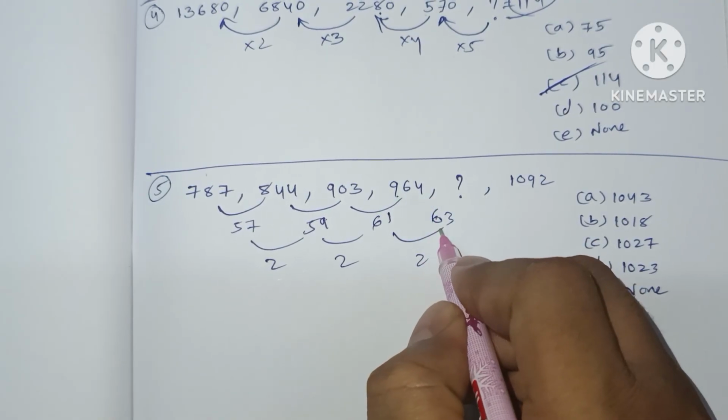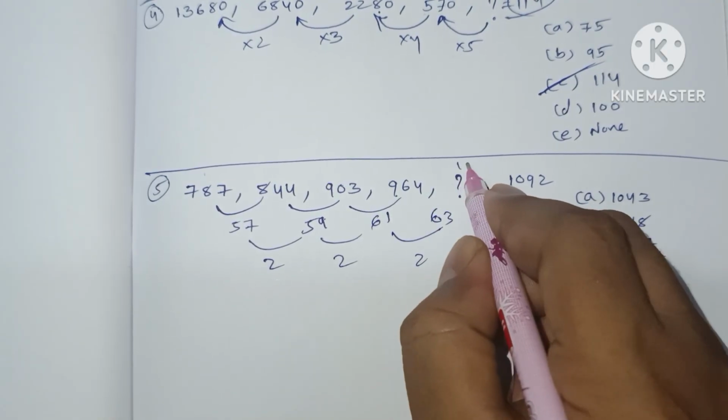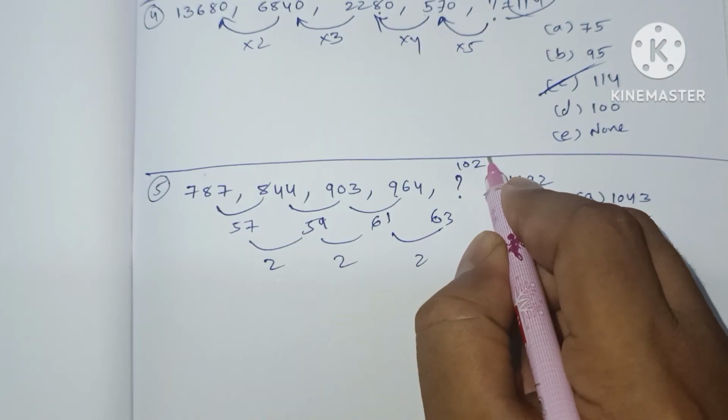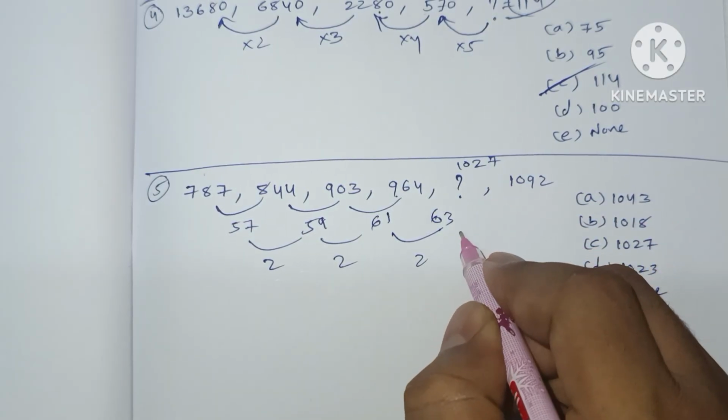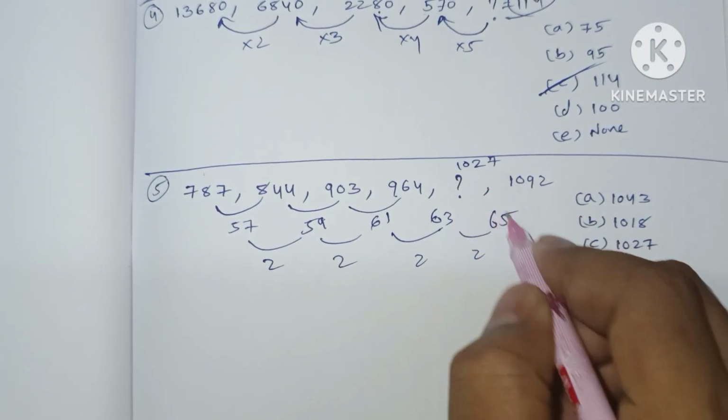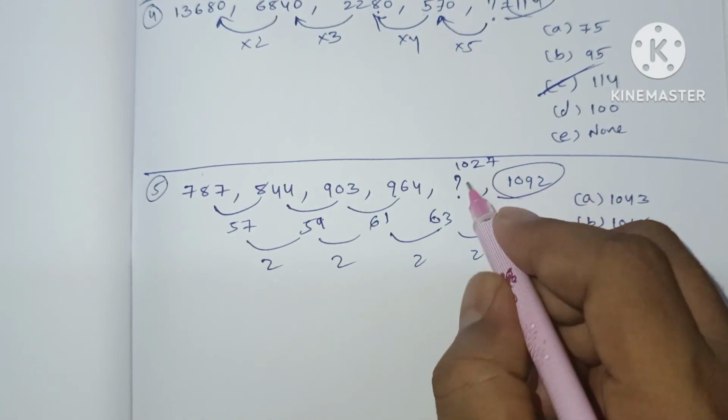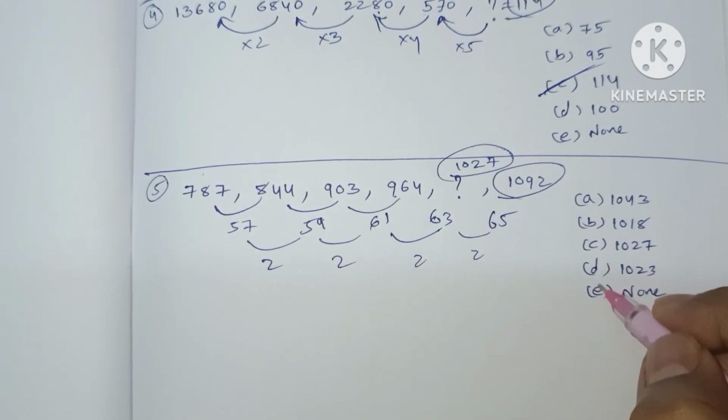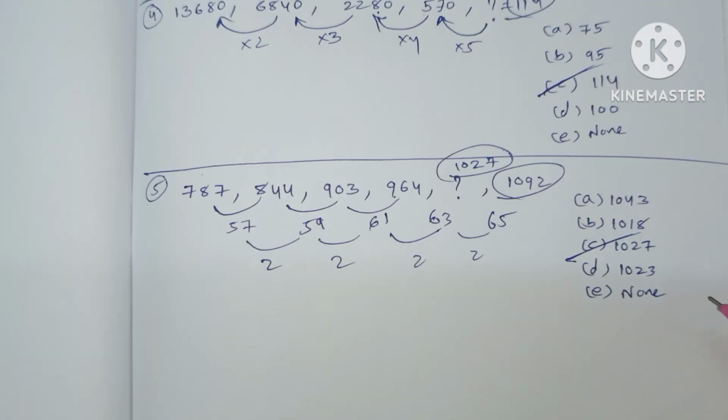964 plus 63, which will be 1027. Next, 265. 1027 plus 65 will be 1092. So our answer will be 1027. Option C is our answer.